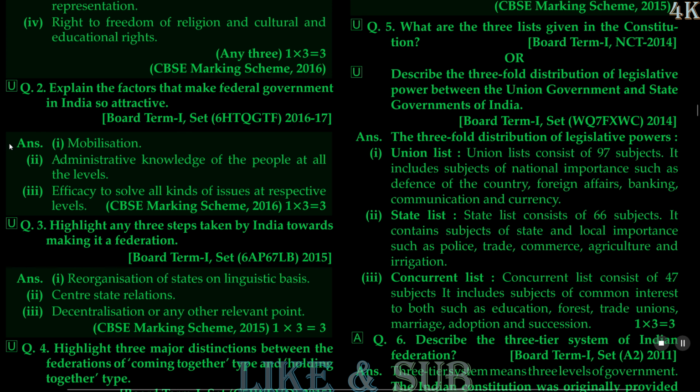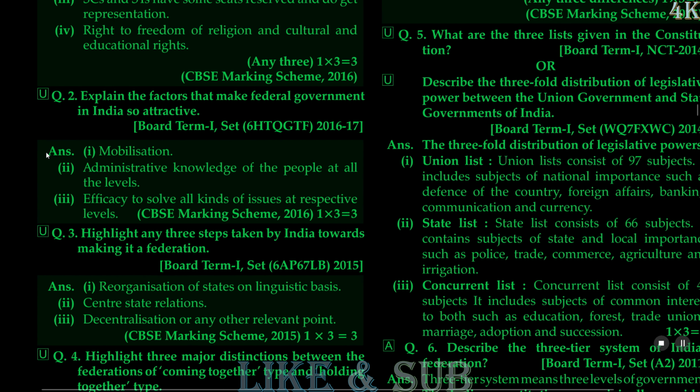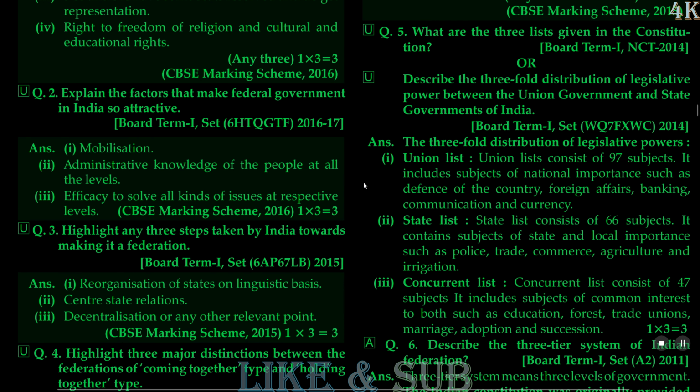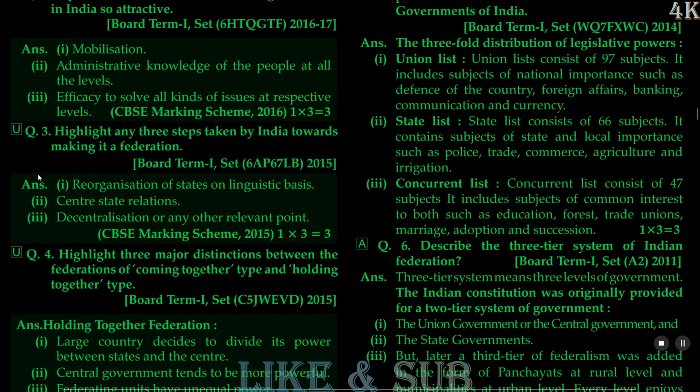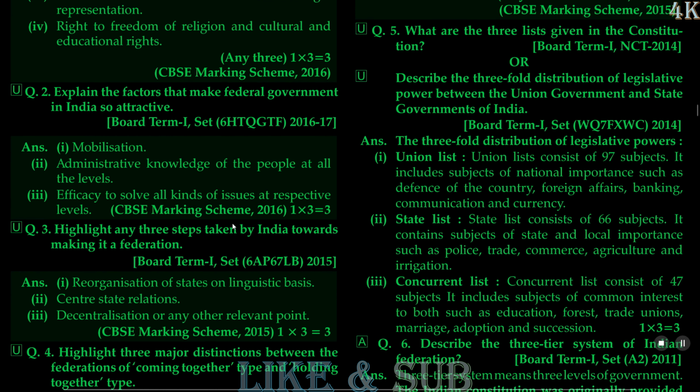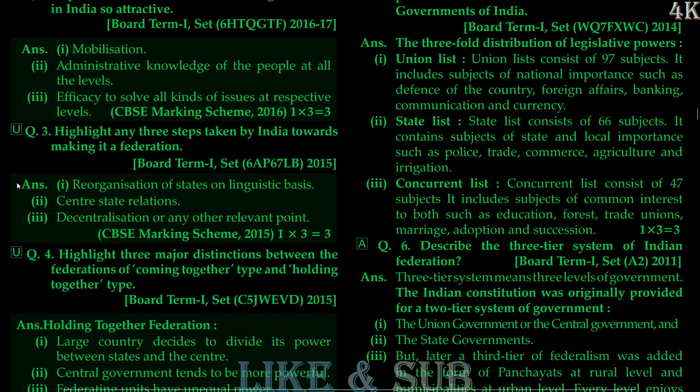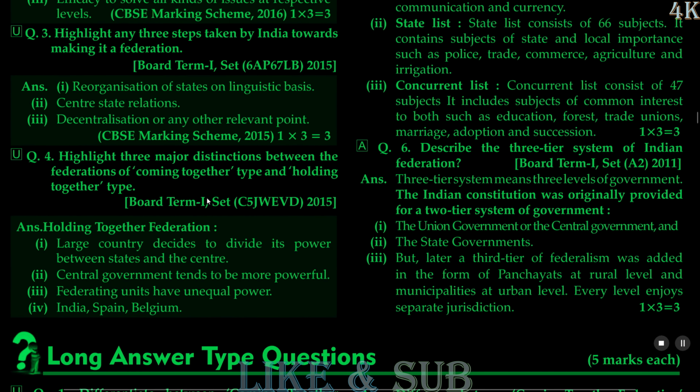Explain the factors that make federal government in India so attractive. 1. Mobilization. 2. Administrative knowledge of the people at all the levels. 3. Efficacy to solve all kinds of issues at respective levels. Highlight any 3 steps taken by India towards making it a federation. 1. Reorganization of states on linguistic basis. 2. Center-state relations. 3. Decentralization or any other relevant point.